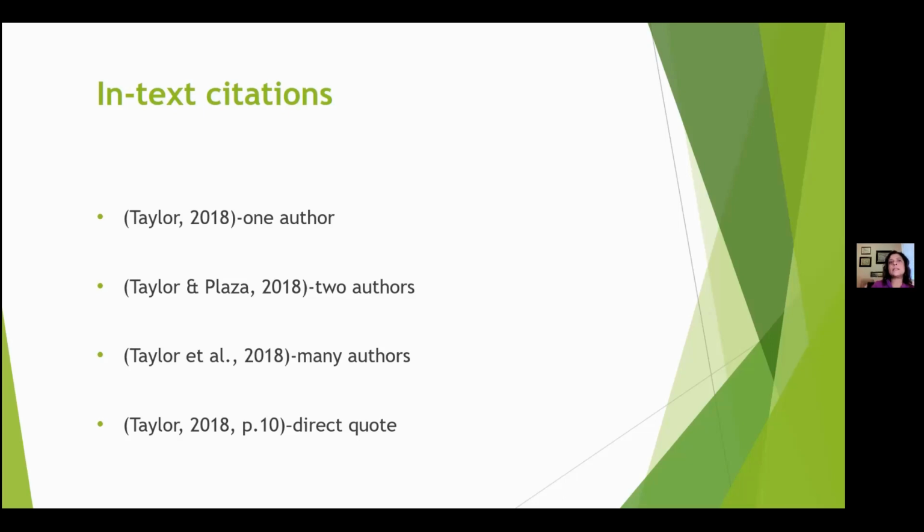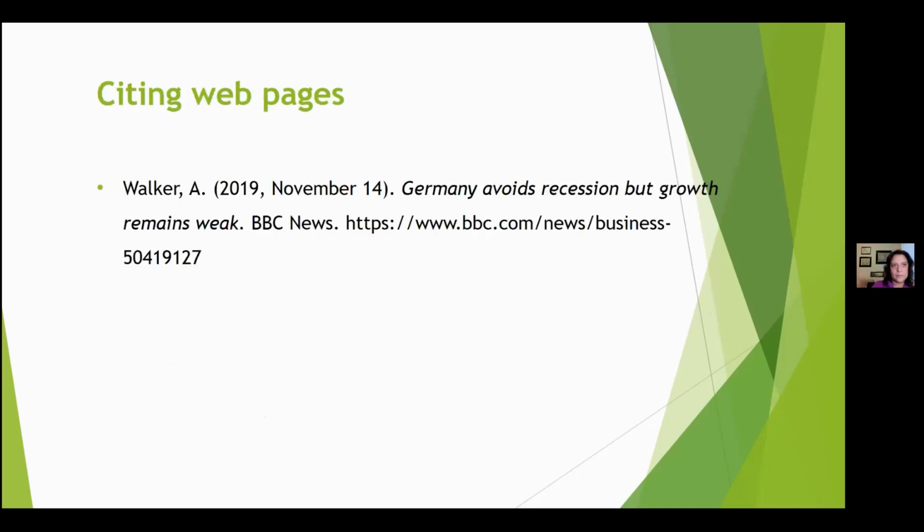So again, this is in the body of your paper, where you're using all this information to support your paper. All right. So let's say, for example, you use web pages. Now we are going to talk about the end, your bibliography, where you have to write down where you found all this information from. So let's say you use Walker, and Walker's first name is Anne. This is the way you would cite it.